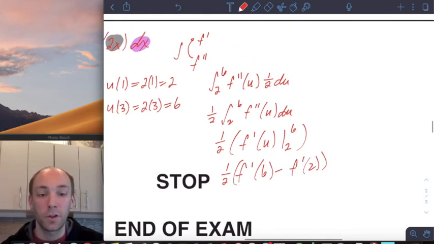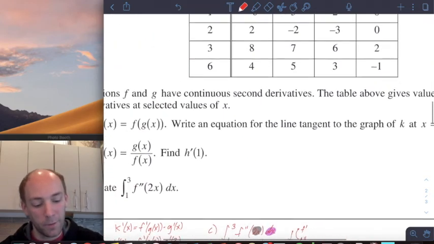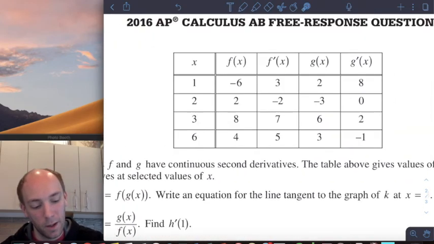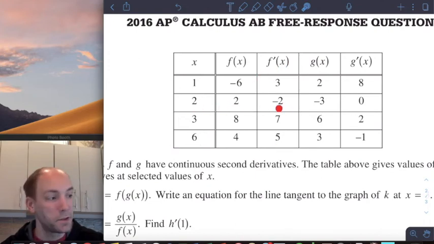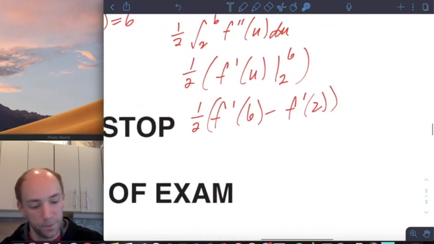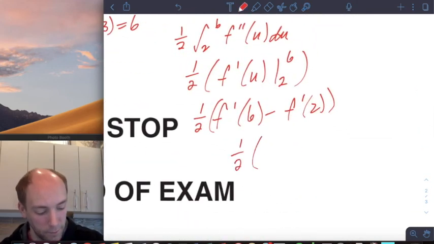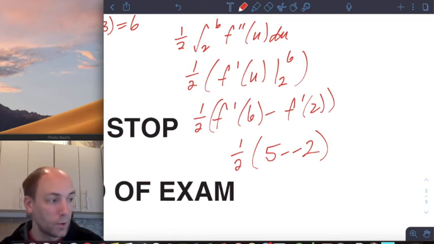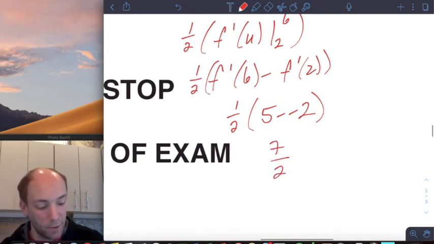Let's go up to the chart to get those numbers. F prime of 6 is 5. F prime of 2 is negative 2. So I'm going to take 5 minus negative 2. Okay. 5 minus negative 2 is 7, so this would be 7/2.